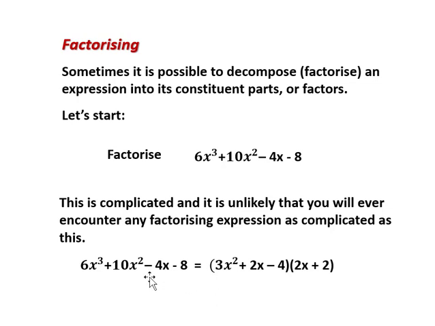Now I know that we can break this expression up into two parts. We can say it's 3x squared plus 2x minus 4, times all of that, times 2x plus 2. Now that's factorized. Sometimes we can factorize again, so we might have 1 factor, 2 factors, 3 factors, or whatever. But at the moment we've got 2 factors here. We've got this one and this one. So we've decomposed or factorized this into 2 parts.